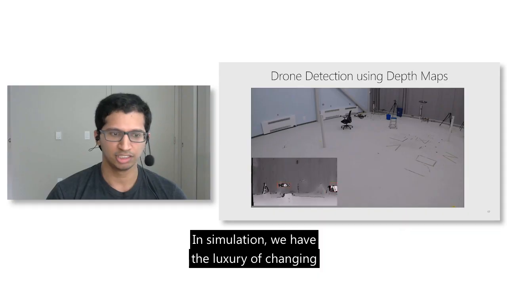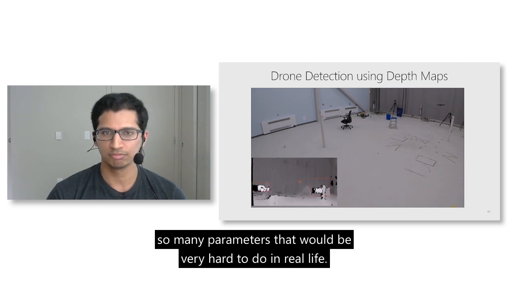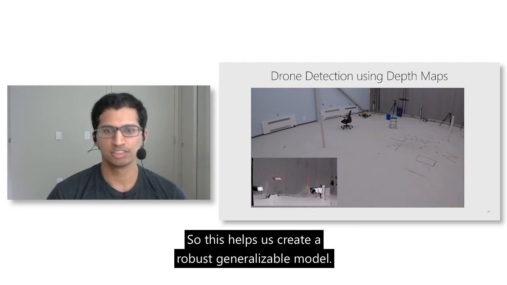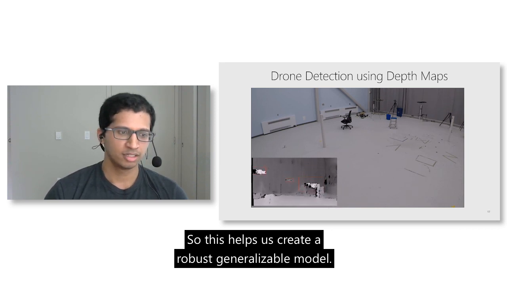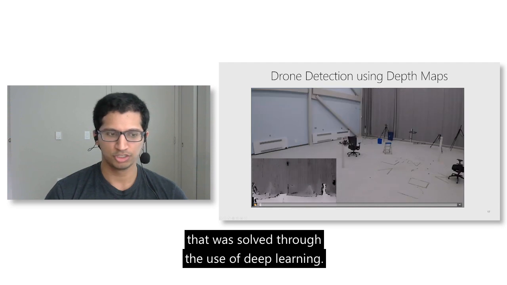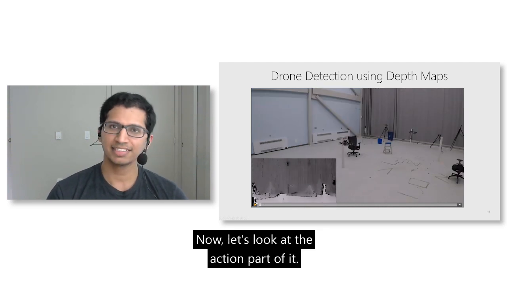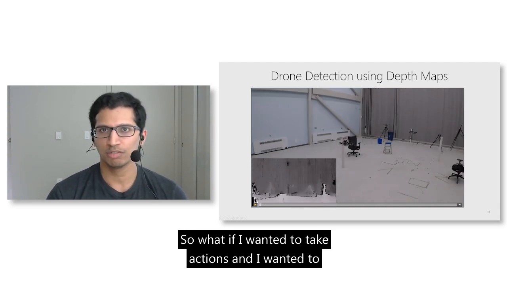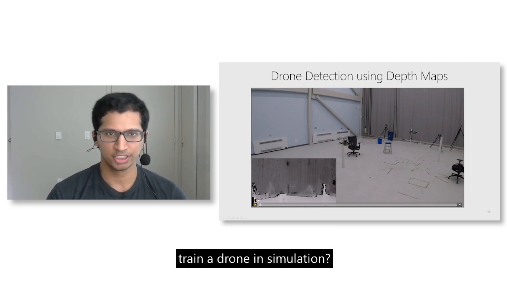And in simulation, we have the luxury of changing so many parameters that would be very hard to do in real life. So this helps us create a kind of robust, generalizable model. So this is a classic perception problem that was solved through the use of deep learning. So now let's look at the action part of it. So what if I wanted to take actions and I wanted to train a drone in simulation?